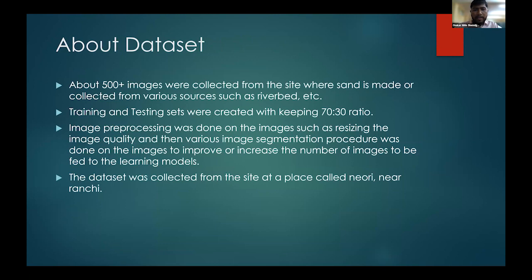So for my data set, I collected 500 plus images from sites such as riverbeds. The training and testing sets were created with a 70 to 30% ratio. Then pre-processing was done: each image was cropped into 4.